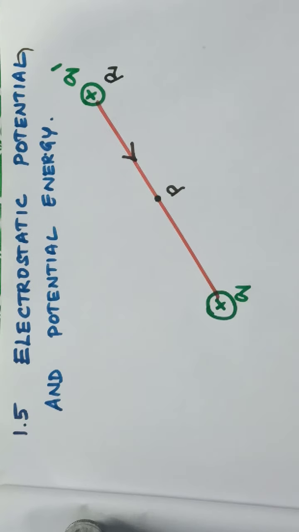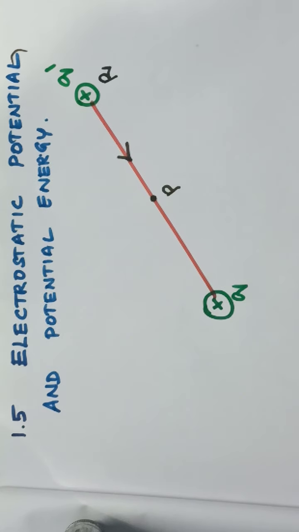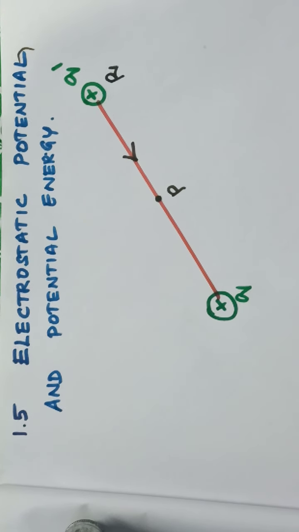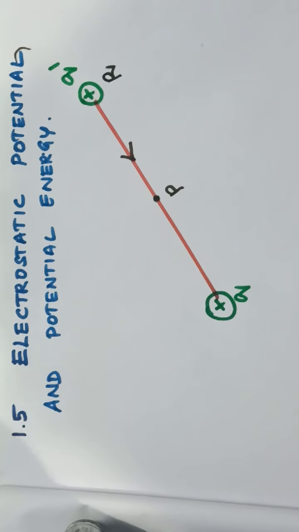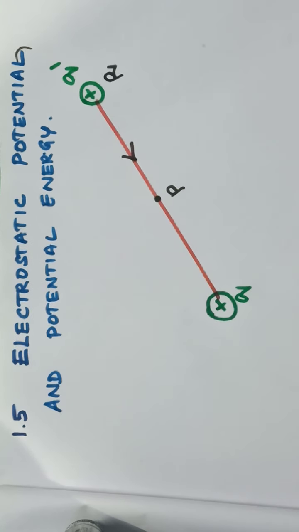Most of the students are confused. What is electric potential energy and what is electric potential? First, what is potential energy? Imagine an object is present at a particular position. Due to this position, it gets some energy called potential energy.